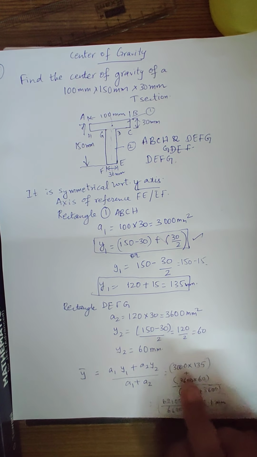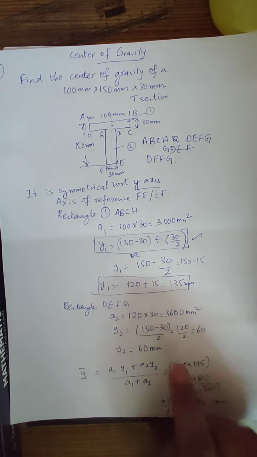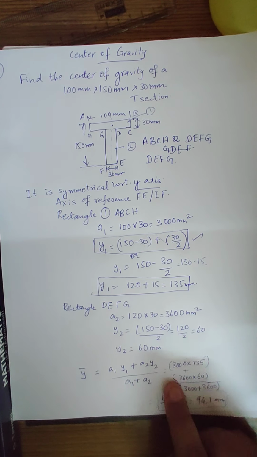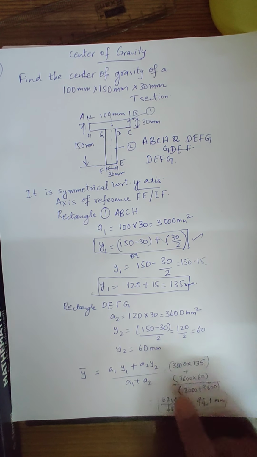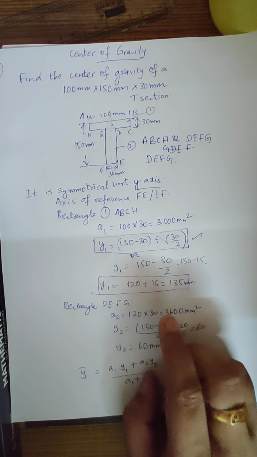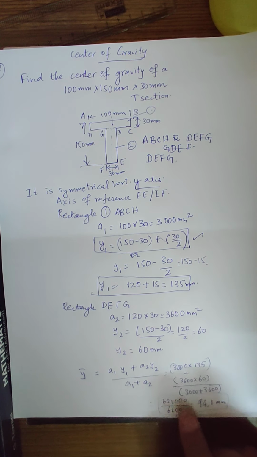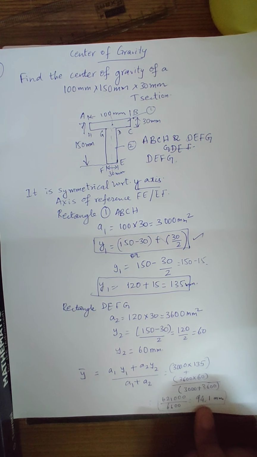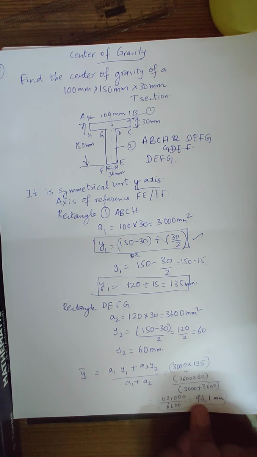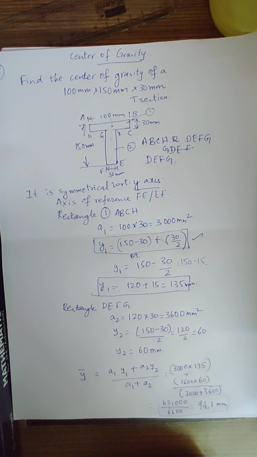If you substitute, you will have 3000, A1 into y1, where y1 is 135, plus 3600 into y2, which is 60. Multiply these two and these two separately and then add them, and you get 621000, divided by the sum of both areas, 3000 plus 3600, which is 6600. When I divide 621000 by 6600, you get the centroid, the center of gravity of this particular T section, which lies at 94.1 mm from the base. That is very, very important. Thank you, students.